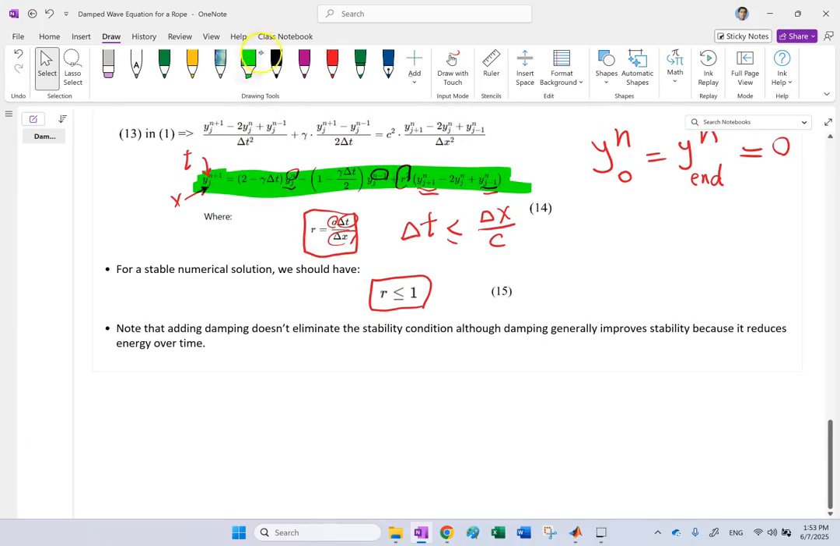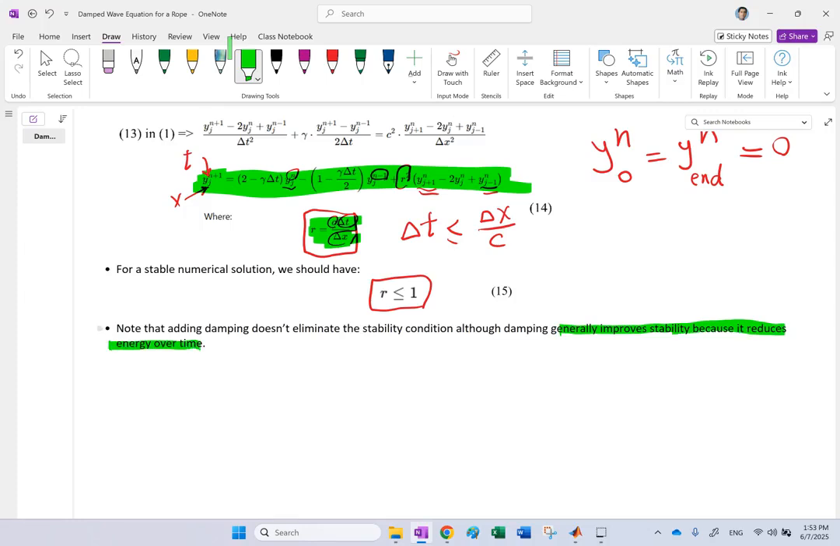One last thing I want to emphasize: if you looked at the video I just showed you, where I solved the wave equation in MATLAB with finite difference, for stability of the solution we had the exact same condition, that this ratio should be less than 1. So you might say here that we have an extra damping. We know that typically damping helps with stability because it reduces the energy of the system over time.